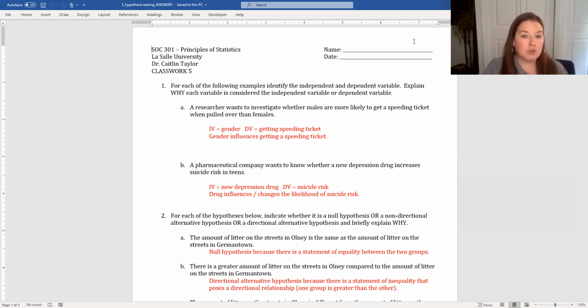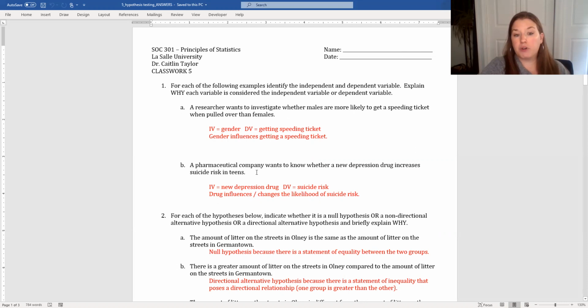So the first one says a researcher wants to investigate if males are more likely to get a speeding ticket than females. So here, remember, for identifying the independent and dependent variables, always use that sentence "blank influences blank," where that first blank will be your independent variable and the second blank is your dependent variable. So here our independent variable is gender and our dependent variable is getting a speeding ticket or not. We think being male or female, your gender influences getting a speeding ticket.